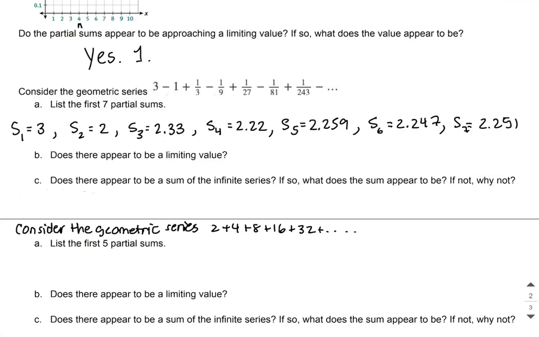Does there appear to be a limiting value here? Well, as I increase the partial sum, if I look at this list together, I'm getting closer and closer each time to some number. So yes, and it looks like that number is probably 2.25. So the sum is the same as the limiting value, 2.25.